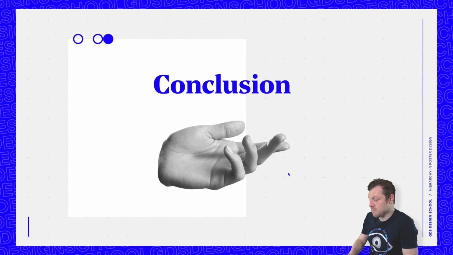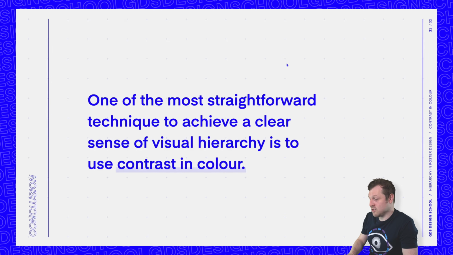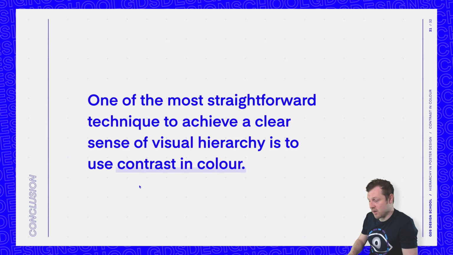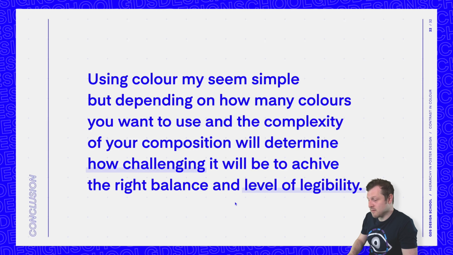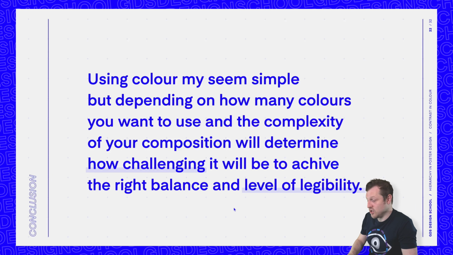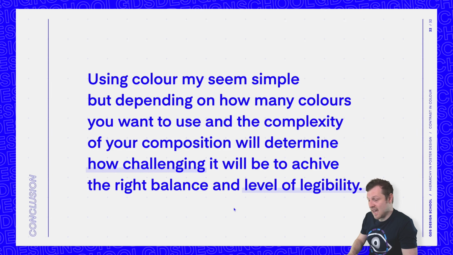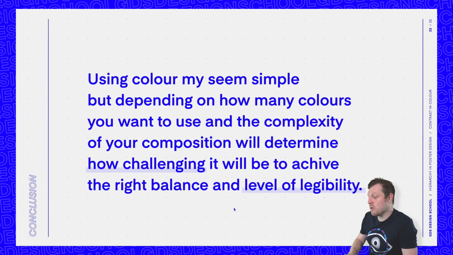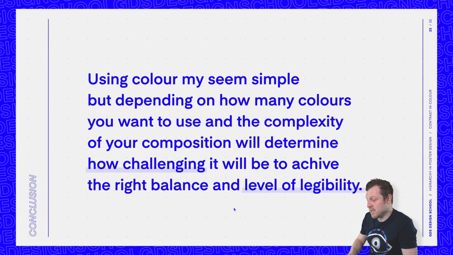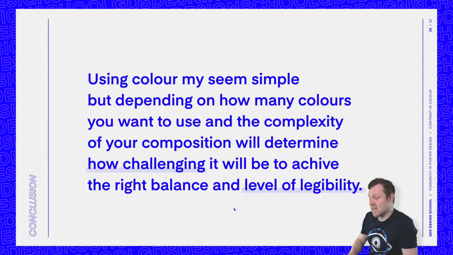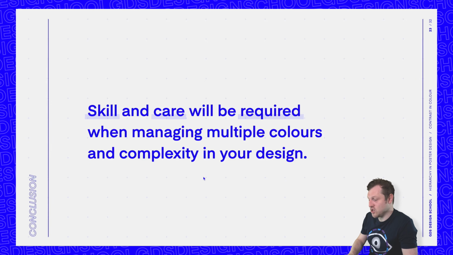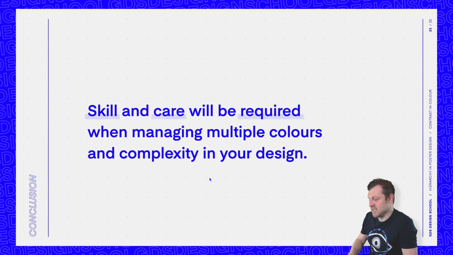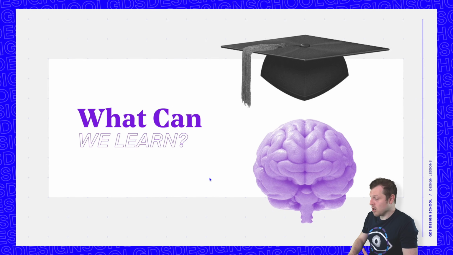So, in conclusion, one of the most straightforward techniques to achieve a clear sense of visual hierarchy is to use contrast of colour. Using colour may seem simple, but depending on how many colours you use and the choice of colour and level of contrast between them will determine how challenging it will be to achieve the right balance and level of legibility. Skill and care will be required when managing multiple colours and complexity in your design. So what can we learn?